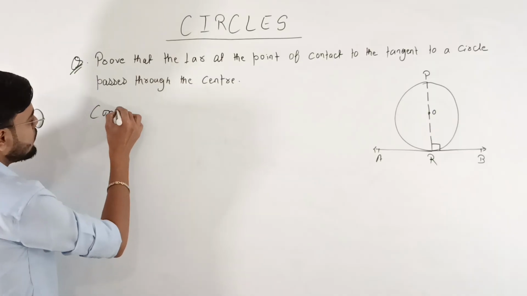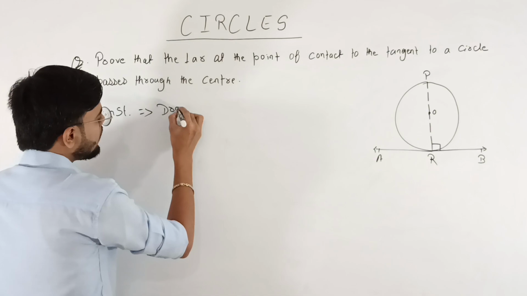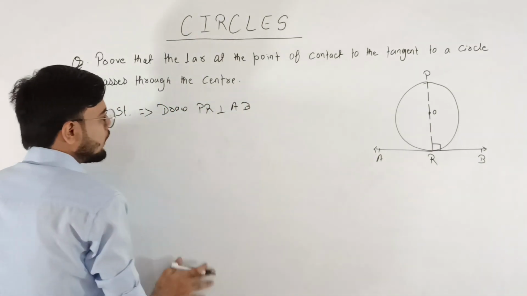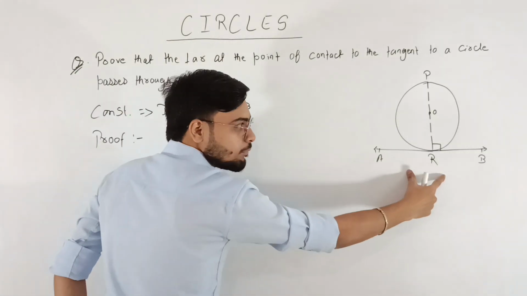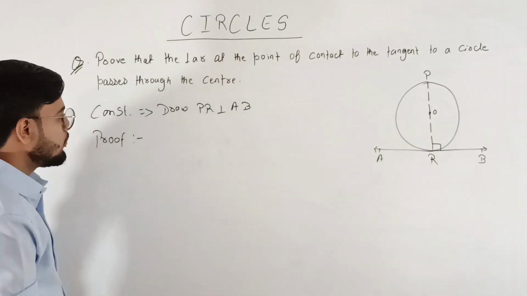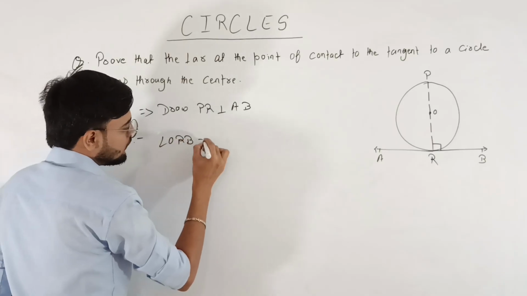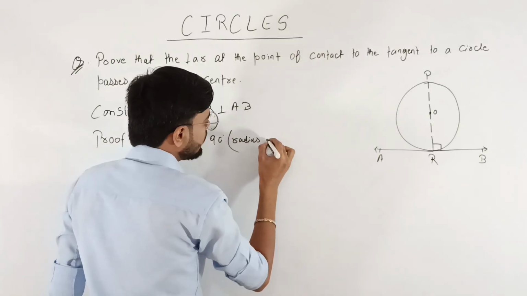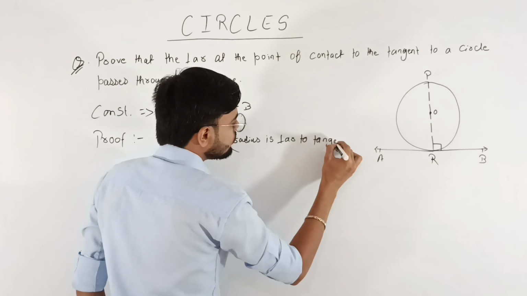So for this, first we do one construction. Construction is draw PR which is perpendicular to the tangent AB. Now let's move towards the proof. So look here, this is tangent AB and OR is the radius. So angle ORB is 90 degrees. Why? Because the radius is perpendicular to the tangent. So I write here angle ORB is equal to 90 degrees, because the radius is perpendicular to the tangent.